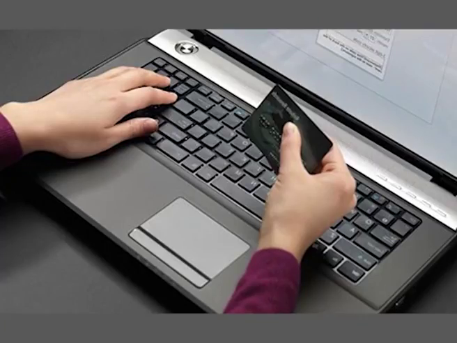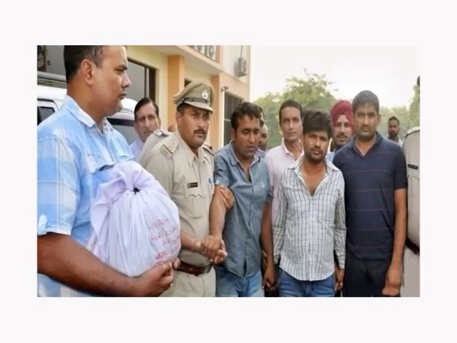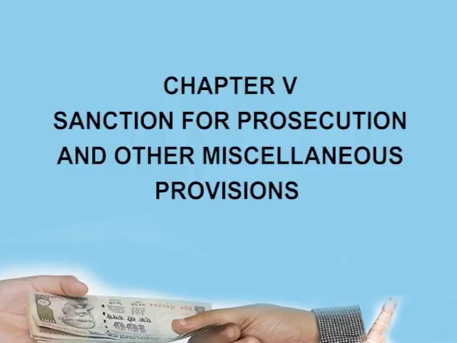This section provides for the power of the police officer to inspect banker's books, but no power under this section in relation to the accounts of any person shall be exercised by a police officer below the rank of the superintendent of police unless he is especially authorized in this behalf by a police officer of or above the rank of superintendent of police. Chapter 5. Sanction for prosecution and other miscellaneous provisions.